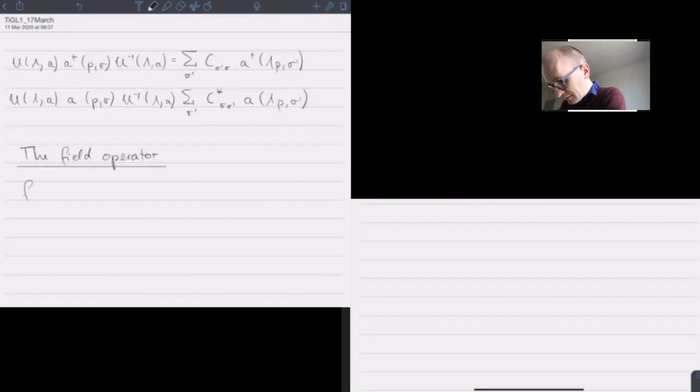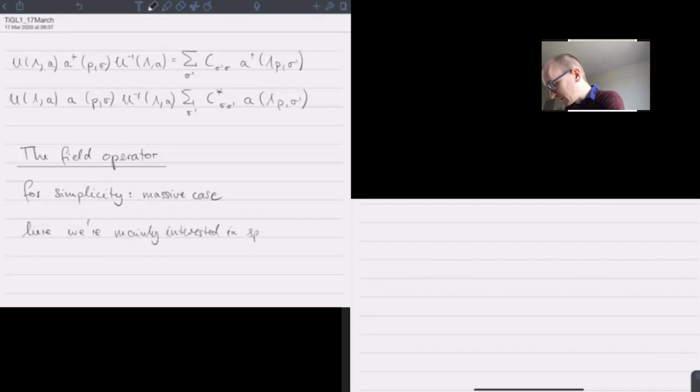So for simplicity, we'll start with the massive state. And simplicity here, because actually everything goes through as one might hope or expect. And the interesting subtlety only comes in when we go to the massless case. And so we're mainly interested here in spin 1 and 2. Of course, what we mean is helicity 1 and 2 in the massless case. So we'll start with massive spin 1.